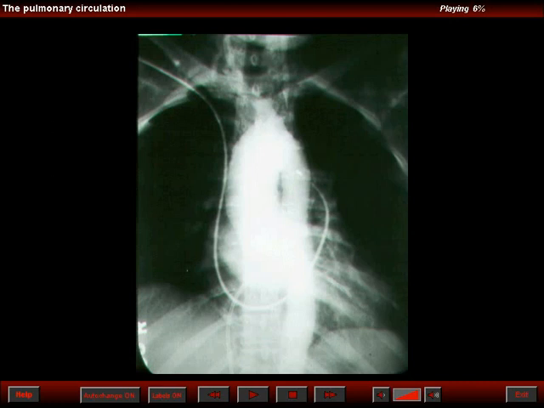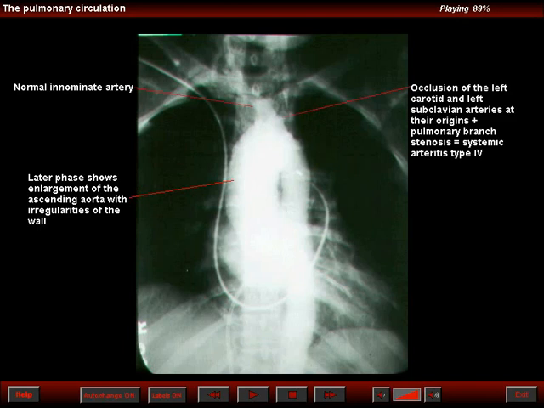A late phase of the pulmonary artery injection shows the thoracic aorta, which appears enlarged, and marginal irregularities are related usually to arteriosclerotic changes that are secondary to the inflammation of the aortic wall. Similar findings can be seen with giant cell aortitis and with luetic aortitis. Note also the occlusion of the left carotid and the left subclavian arteries at their origin.